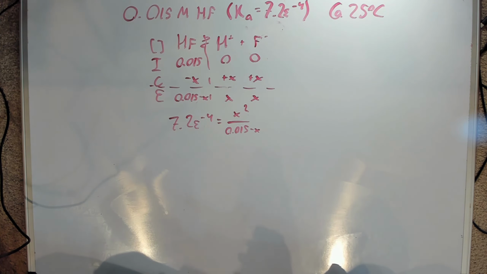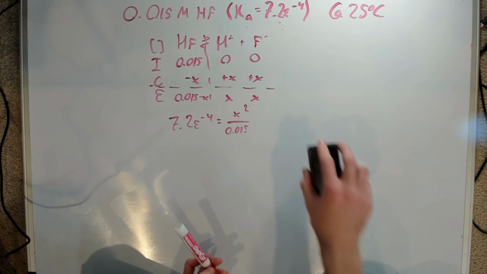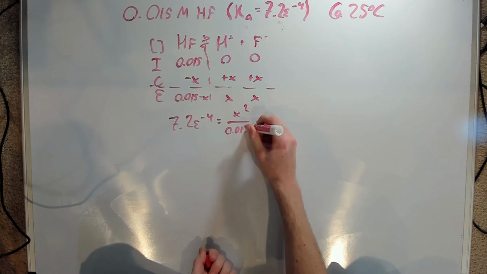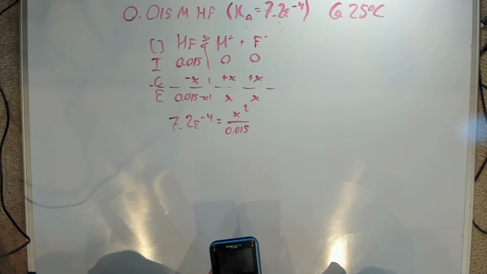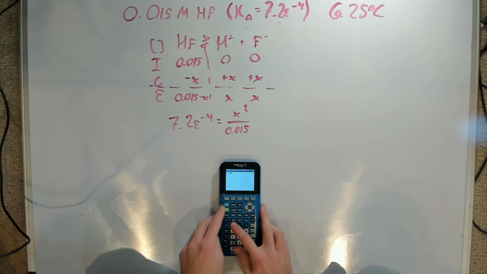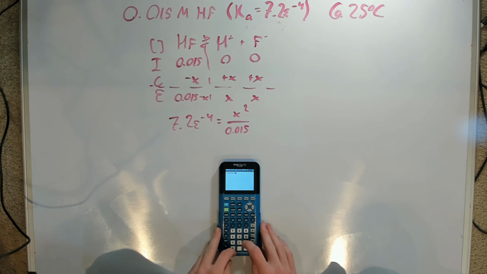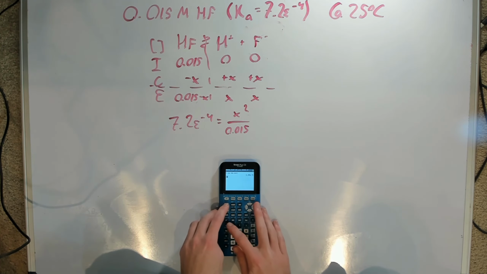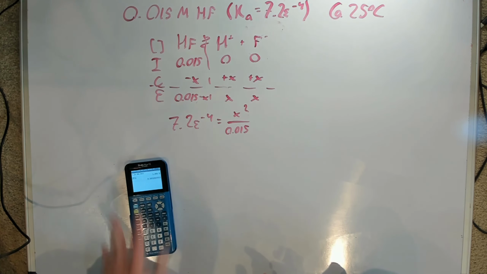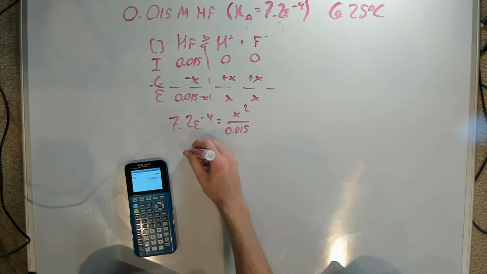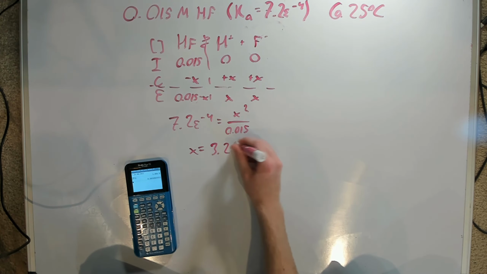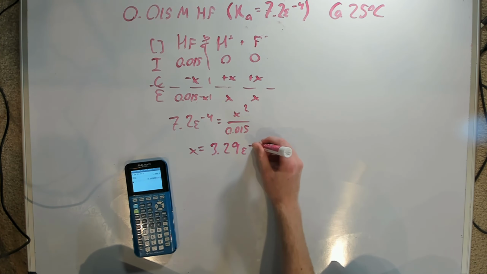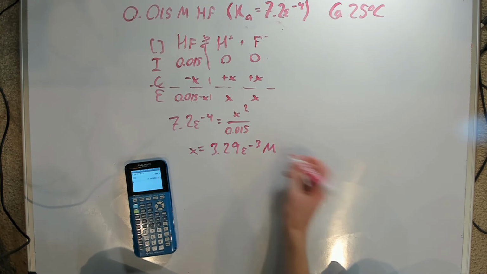So what the AP test graders tell us we can do is just erase that minus x right there, and then we'll be left with just one x term that we can really easily solve for the answer for. So now let's go ahead and plug it in. 7.2 e to the negative fourth times 0.015, and then hit that with a radical because we have x squared. So x is equal to 3.29 e to the negative third molar.